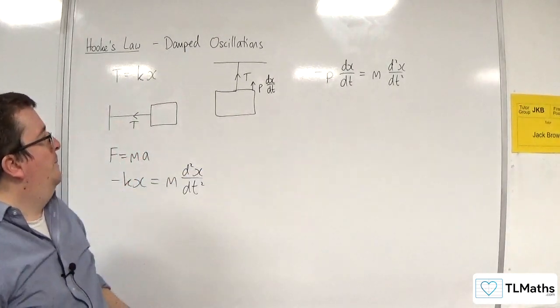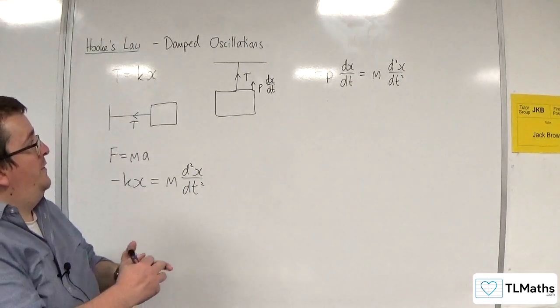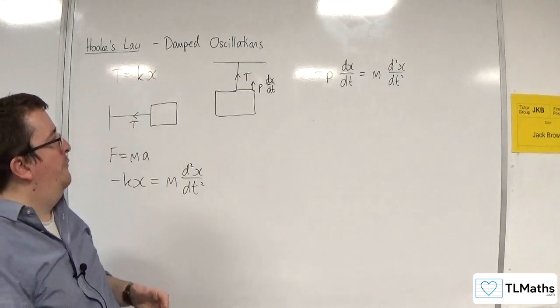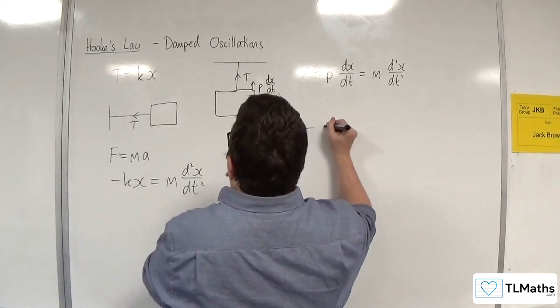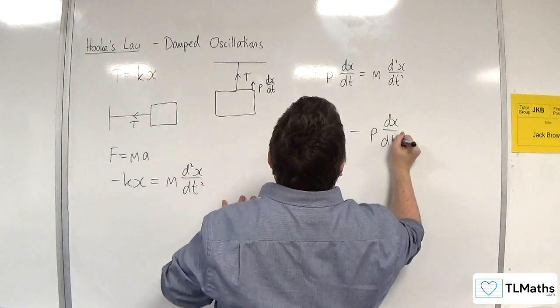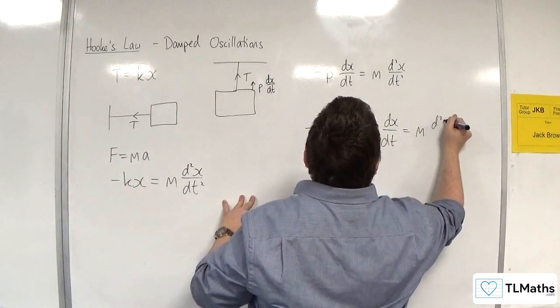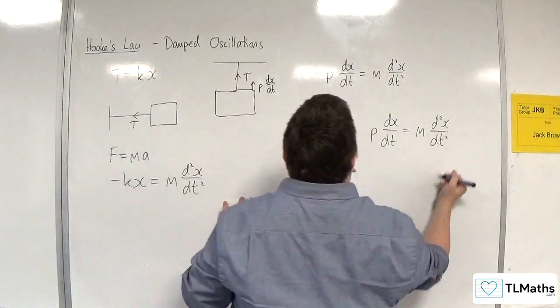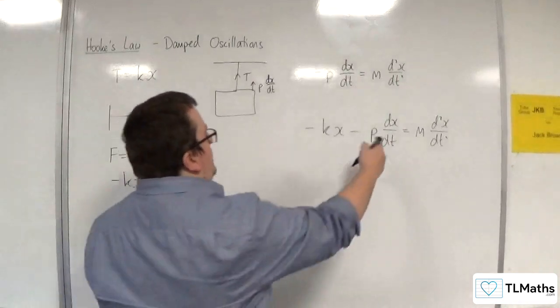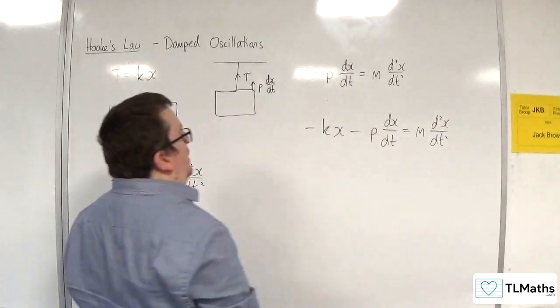Okay, so you can have these situations where you can also have your tension from that. So you could have, for example, minus kx take away p dx by dt is equal to m d2x by dt squared. Okay, for example. So here your net force is equal to mass times acceleration.